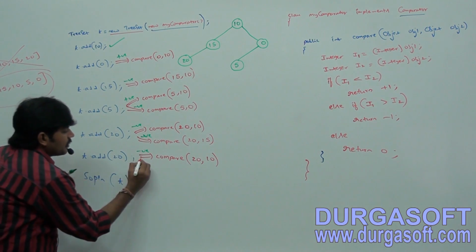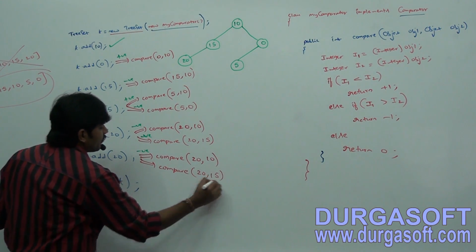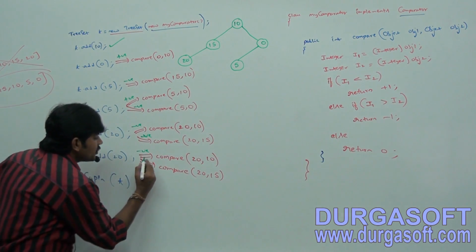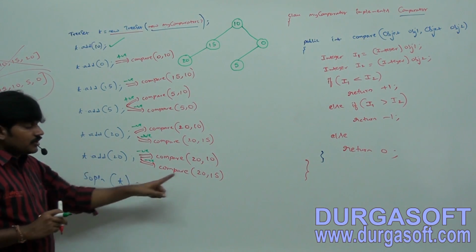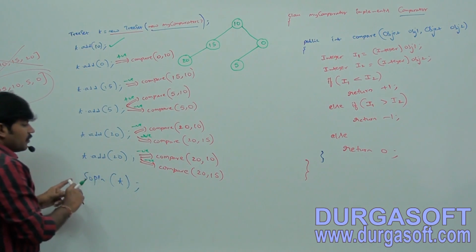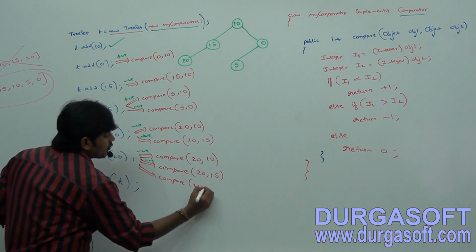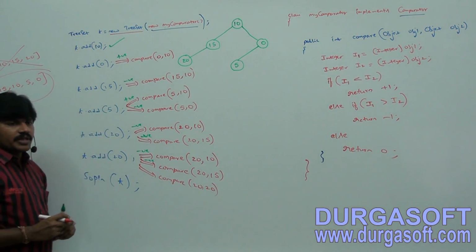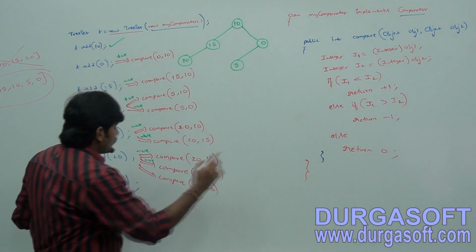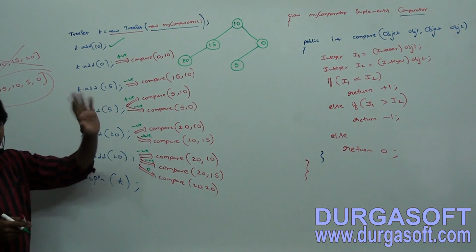Once again compare. Can you tell what the compare is? Compare of 20 comma 15. 20 greater than 15, minus. Minus means negative. So it goes before 15. Before 15, 20 is already there. Once again compare of 20 comma 20. Both are the same, so return 0. 0 means duplicate. Duplicate elements we are not required to insert.